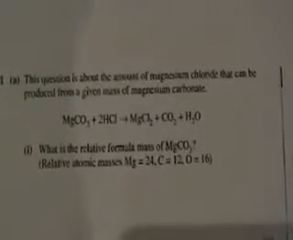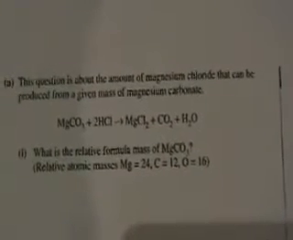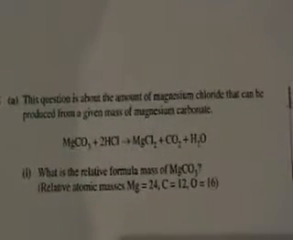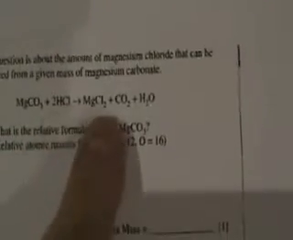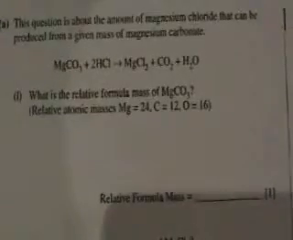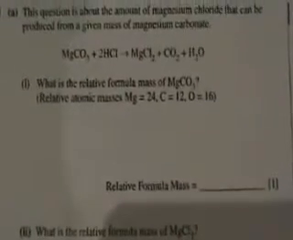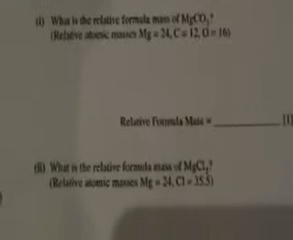This relates to magnesium carbonate. So the question is about the amount of magnesium chloride that can be produced from a given mass of magnesium carbonate. So there's your magnesium carbonate. Okay, and it's asking you to react it with hydrochloric acid to give you some magnesium chloride. What's the relative formula mass of magnesium carbonate? Again, pause the video after each one and do it.